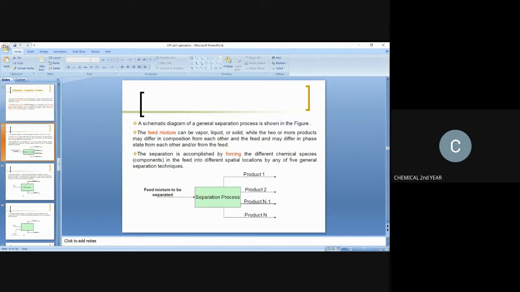A schematic diagram of a general separation process is shown. The feed mixture can be vapor, liquid or solid, while the two or more products may differ in composition with each other and the feed, and may differ in phase state from each other and or from the feed. The separation is accomplished by forcing the different chemical species in the feed into different spatial locations by any of five general separation techniques.